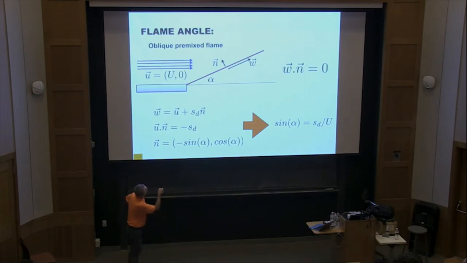Again, that's kind of an intuitive idea, okay? If you travel here, the flow is going in this direction at U, the flame is going in this direction at SD, so the sine must be SD over U. So if SD is large, the angle will be large, otherwise you're good.